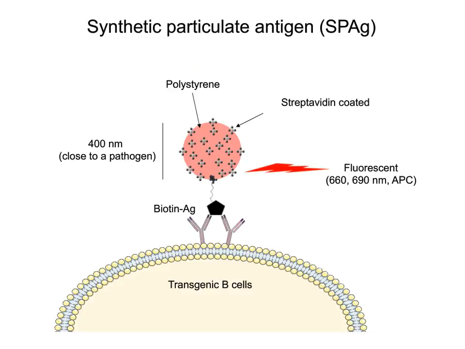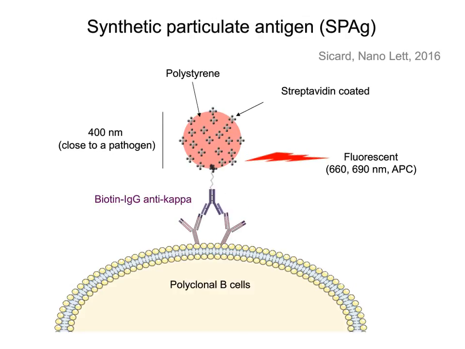So for this part of the study, again, we will use synthetic particulate antigen, but we have made small changes. Instead of coating the nanoparticles with an antigen, we have coated these nanoparticles with an anti-kappa antibody. And this anti-kappa antibody will bind to the BCR, mimicking the binding of cognate antigen to the B cell receptor.